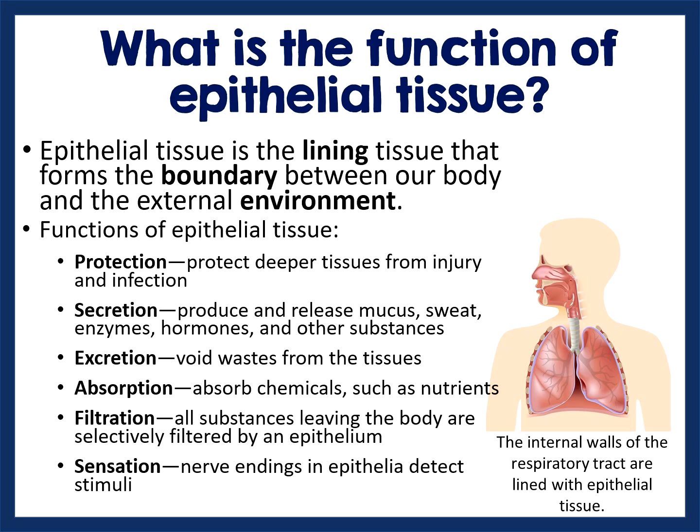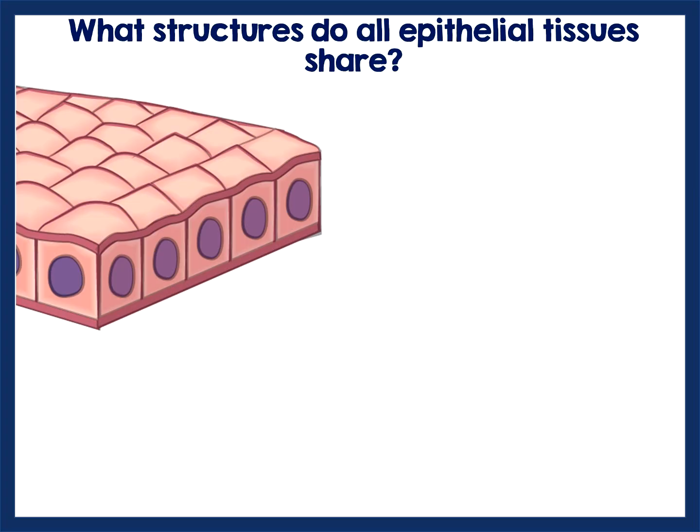So we have functions like protection, secretion, excretion, absorption, filtration, and sensation. That's all going to be determined by the anatomy of that epithelial tissue. No matter which of the 8 epithelial tissues we're talking about, there are some structures and characteristics that all 8 epithelial tissues share.